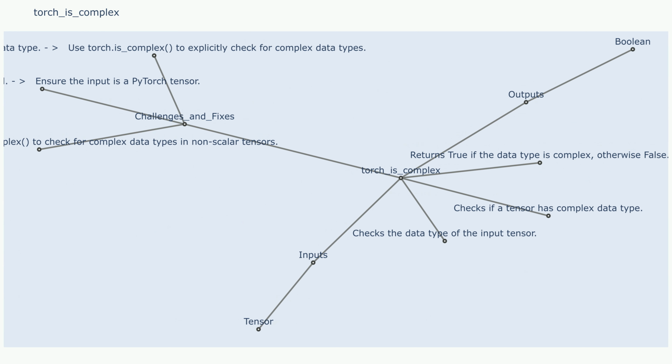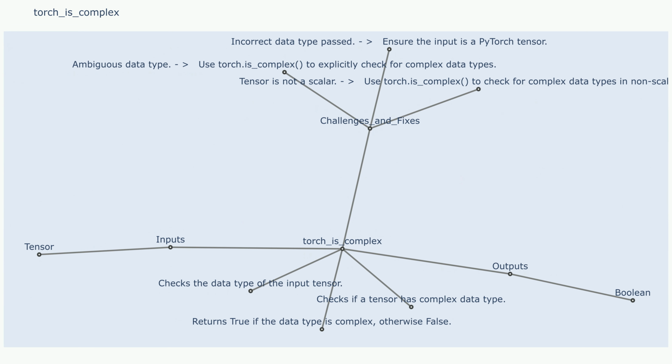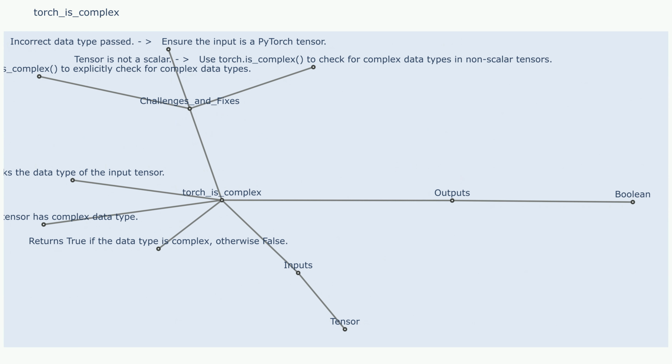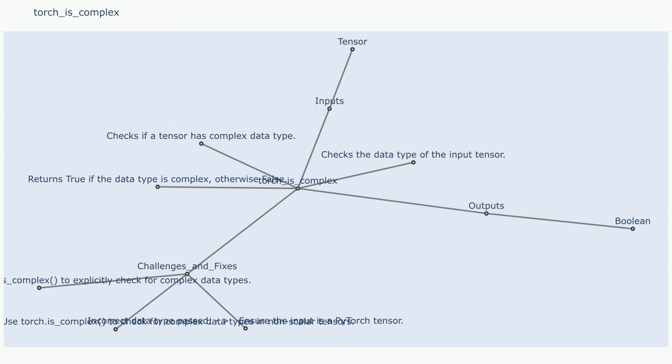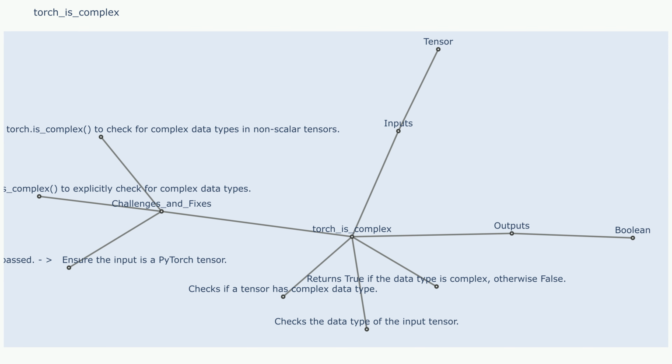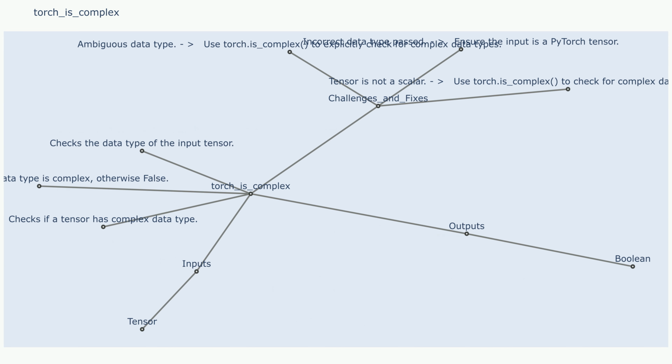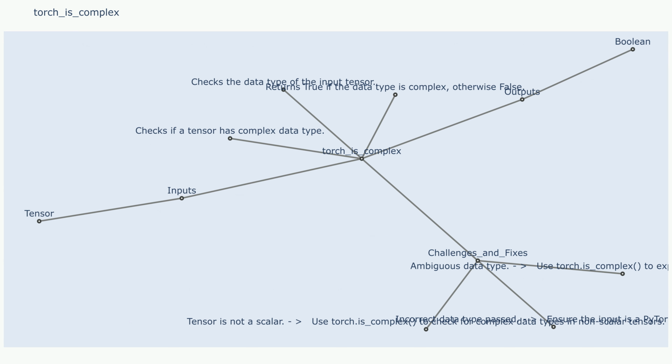Challenges and fixes. Challenge 1, the function does not handle cases where the input tensor is a tuple or list of tensors. Sample use case that resulted in challenge 1. Python. input_tensor = [torch.tensor([1, 2, 3]), torch.tensor([4, 5, 6])]. torch.is_complex(input_tensor). Fixes to challenge 1. The function should be modified to handle tuple or list inputs by iterating through each element and checking if it is a complex tensor.